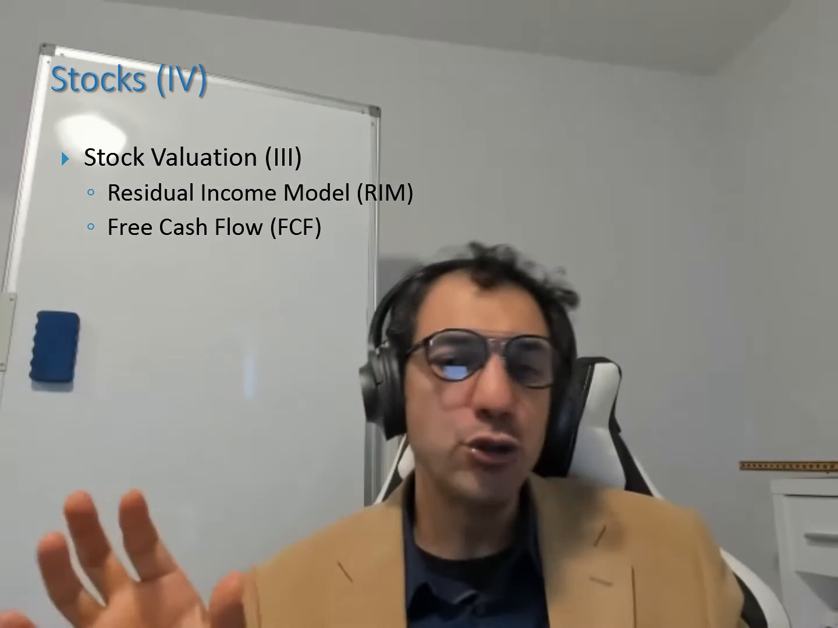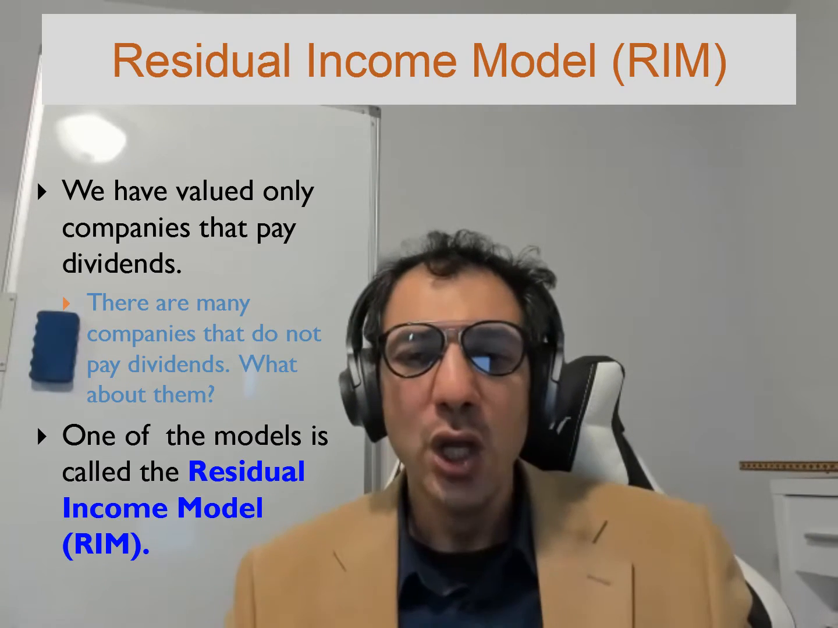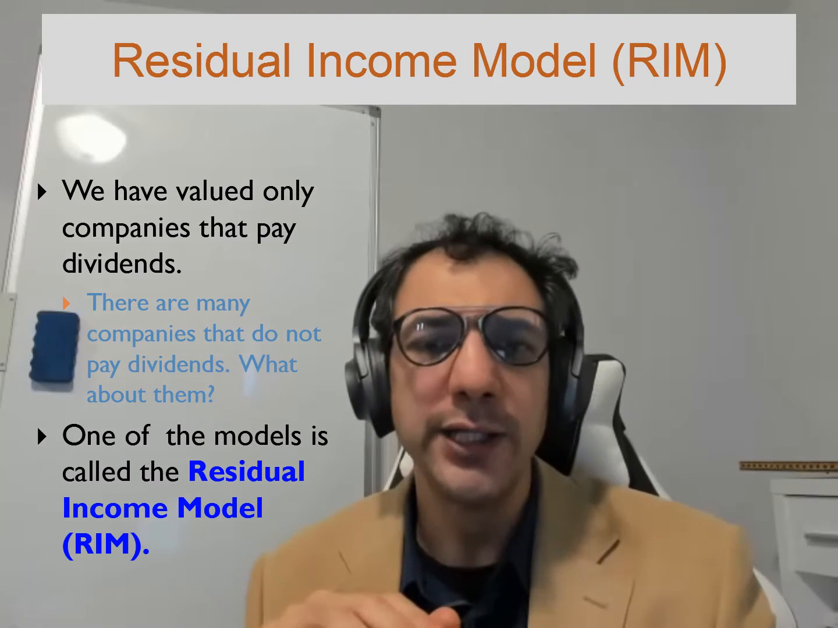But there are two other major common ways we can use to find the stock value. The first one is called REIM, or residual income model, and the second one is called free cash flow. So I'm going to talk about these two approaches specifically today. So let's start with the residual income model.